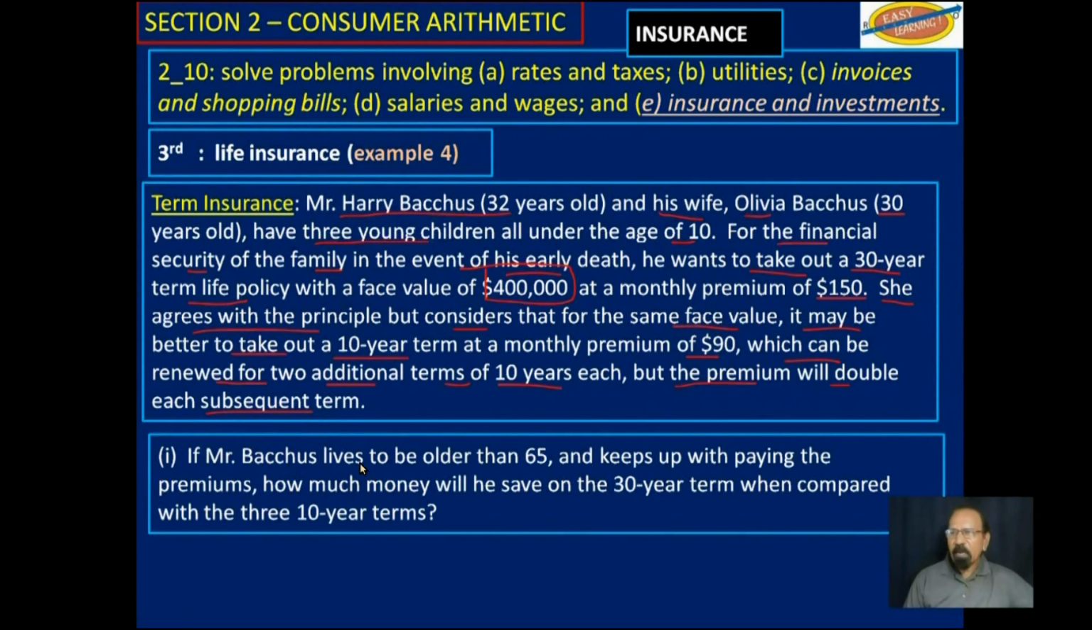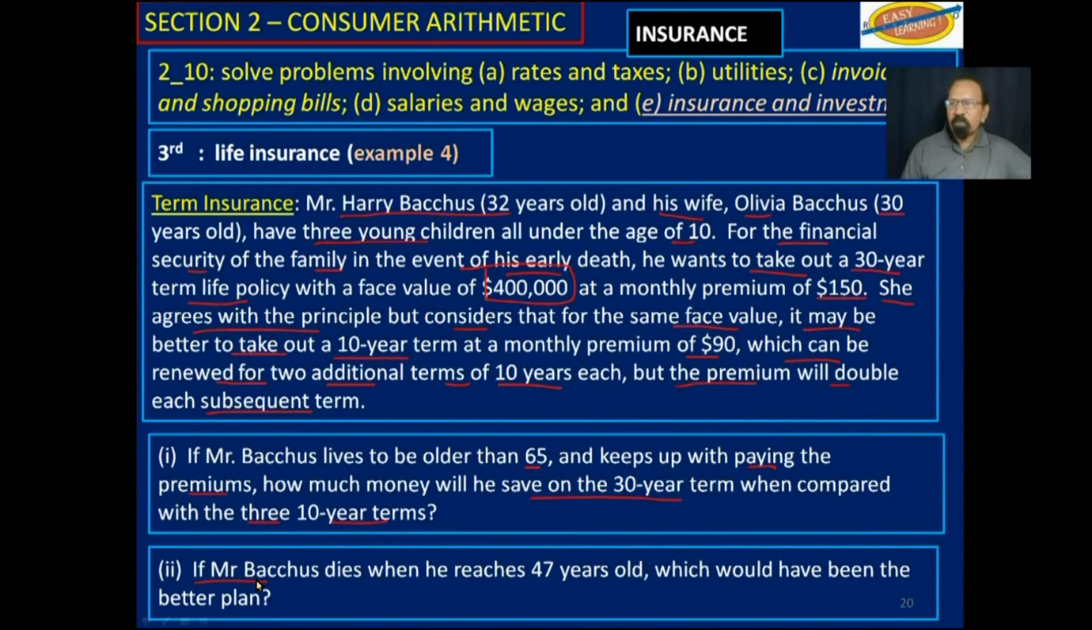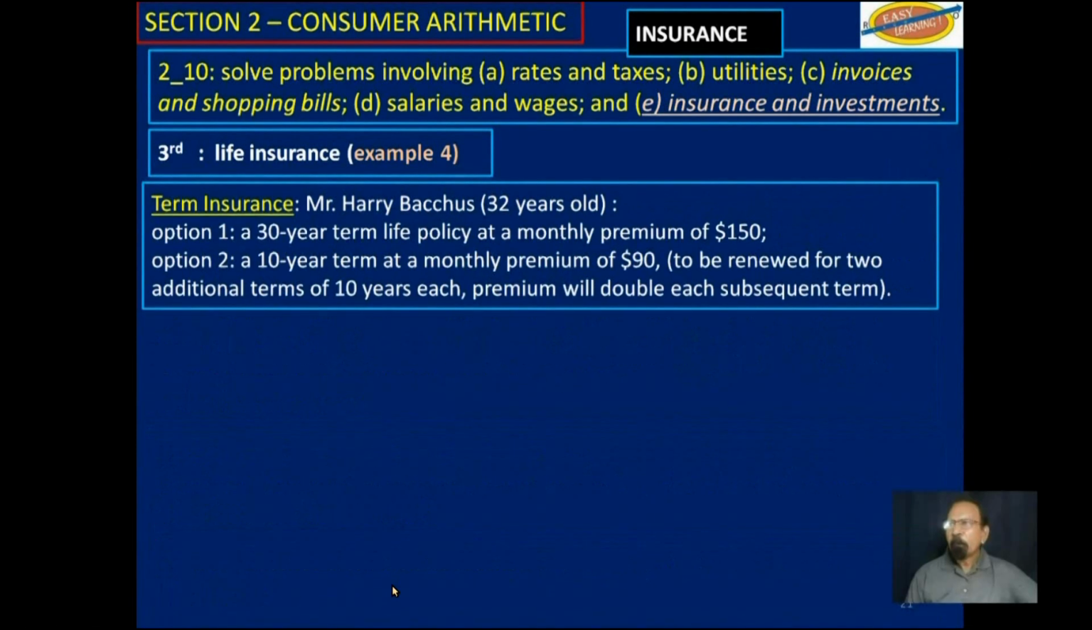Firstly, if Mr. Backus lives to be older than 65 and keeps up with paying the premiums, how much money will he save on the 30-year term when compared with the 3 10-year terms? That's the first part of the question. And the second part of the question is, if Mr. Backus dies when he reaches 47 years old, which would have been the better plan? His or hers? Option 1, a 30-year term policy, $150, and option 2, a 10-year term, $90 per month, to be renewed for 2 additional terms of 10 years.